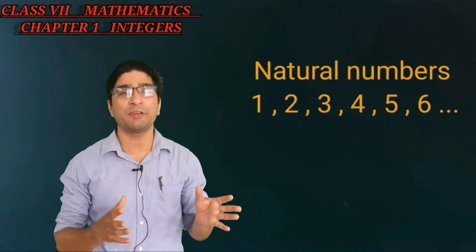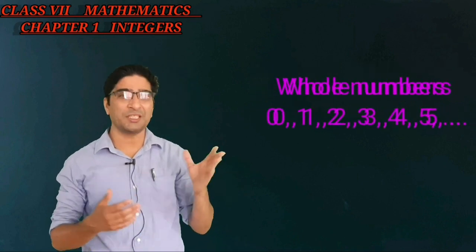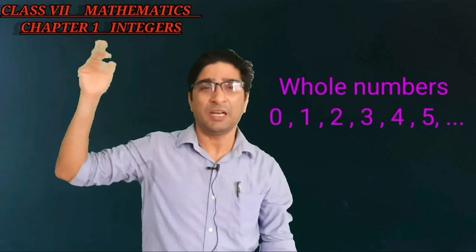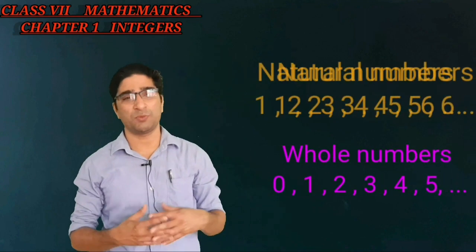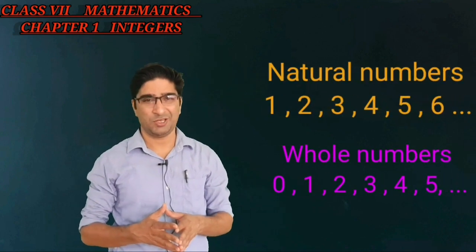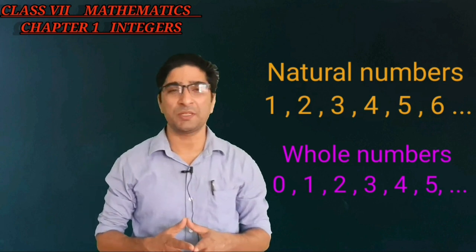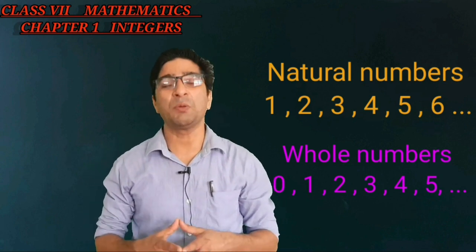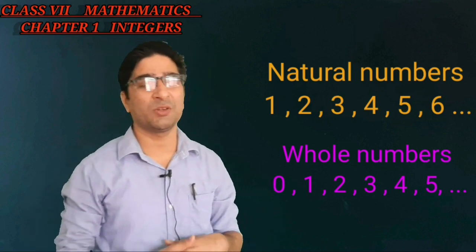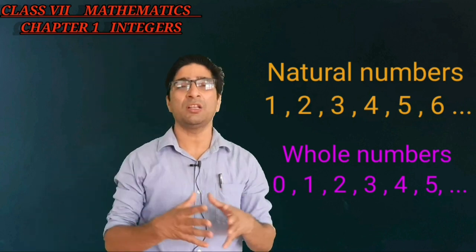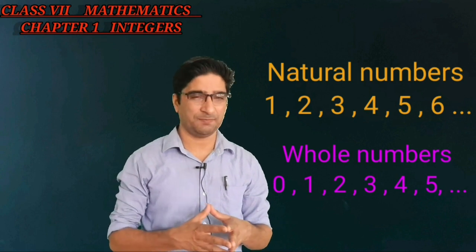If 0 also comes in the family, then it starts from 0, that is 0, 1, 2, 3, 4, 5, 6, 7 up to infinity. These numbers are called whole numbers. So we have some idea about natural numbers as well as whole numbers. All the natural numbers are whole numbers, but not all whole numbers are natural numbers, as we know that 0 is a whole number which is not natural. All this we learnt in smaller classes.